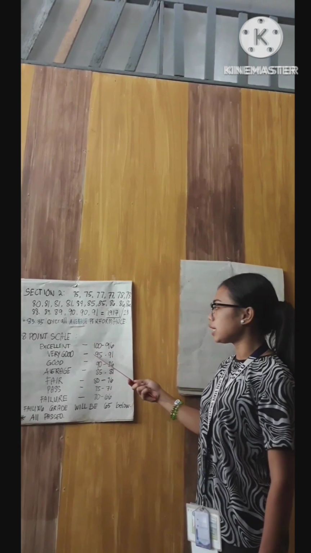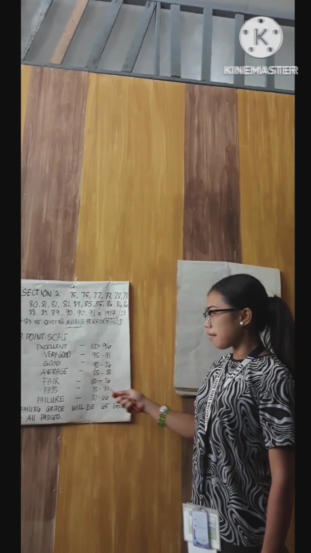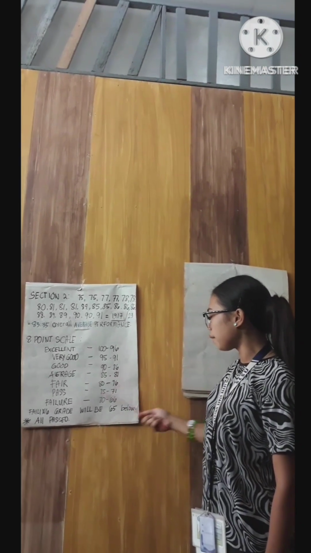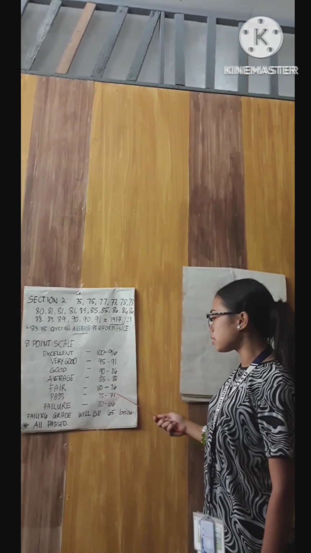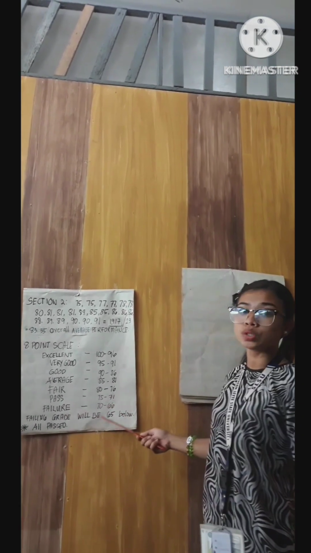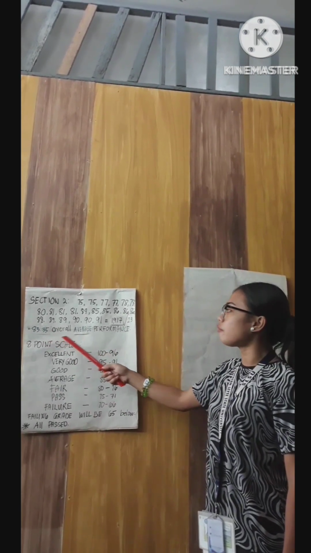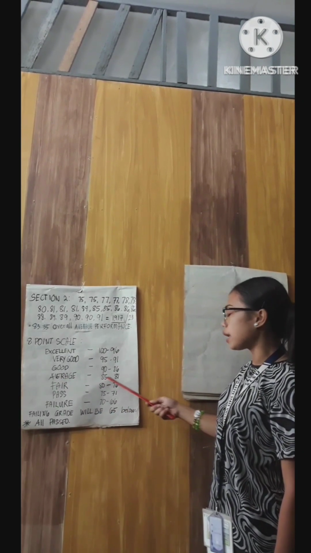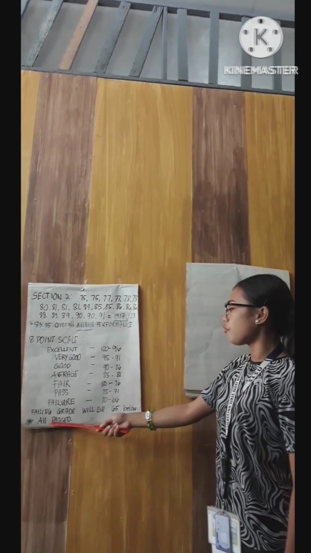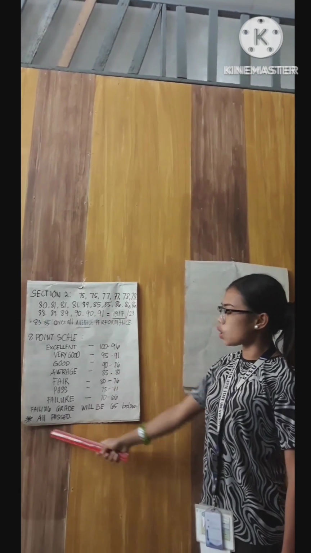Very good is 95 to 91. Good is 90 to 86. Average is 85 to 81. Fair is 80 to 76. Pass is 75 to 71. And failure is 70 to 66. The mean here is 83.35, so the overall performance is average. Average is 85 to 81, so failing grade will be 65 below, and Section 2 all passed.